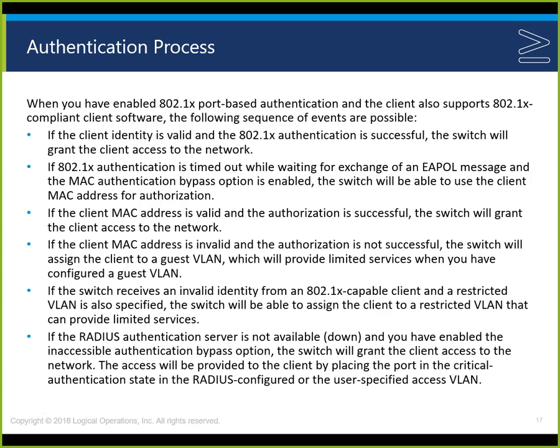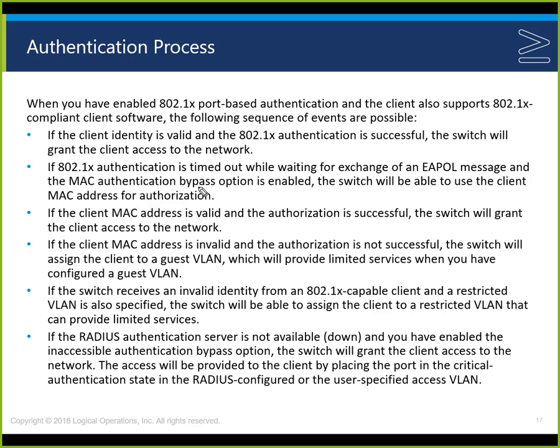So the process: the client identity has a valid authentication. If the client identity is valid, the authentication is successful, the switch will grant the client access and turn the port on. If authentication timed out while exchanging the messages, and a thing called a MAC authentication bypass option is enabled, we're going to have all sorts of special cases in this thing.